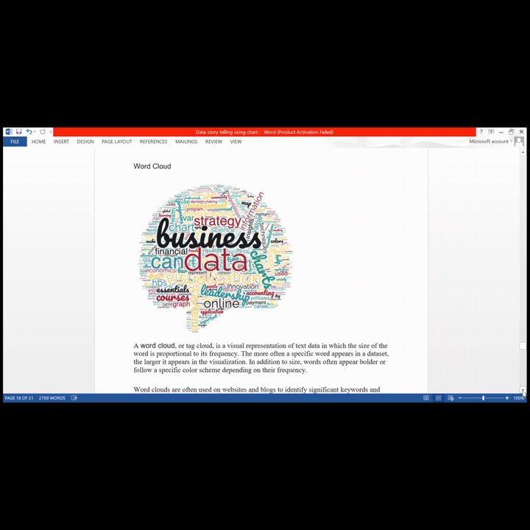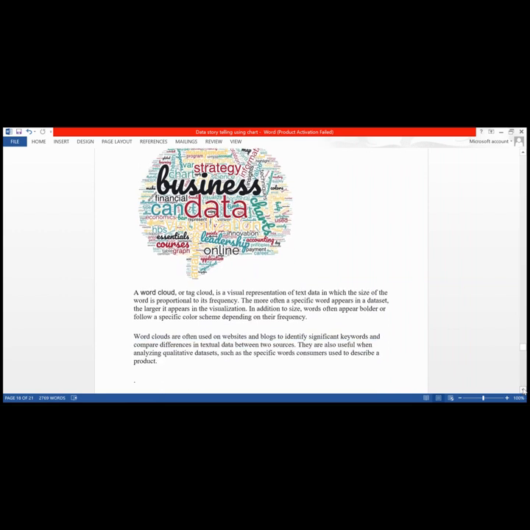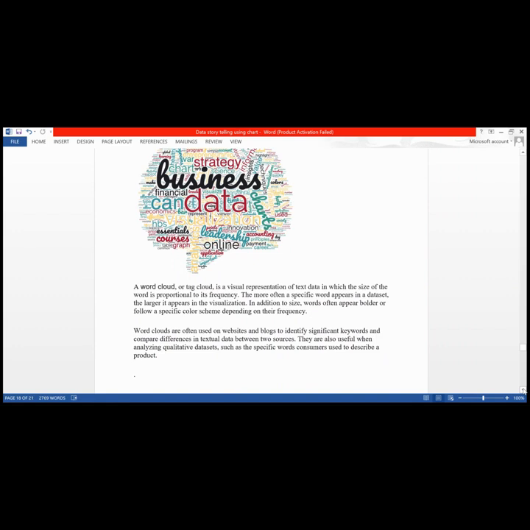So we have word cloud. I don't know if you've seen this type of visualization before. If you've not seen it, this is how it looks. It is a visual representation of text data in which the size of the word is proportional to its frequency. The smaller the word or the text is, the smaller the visualization.